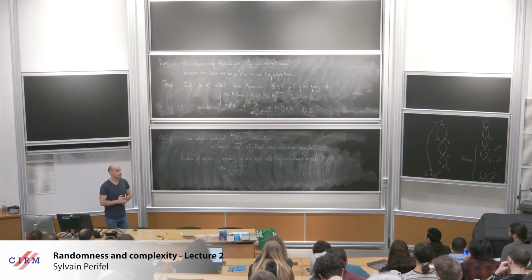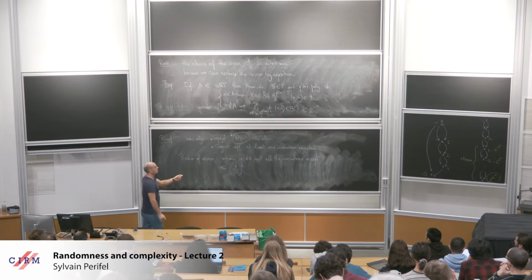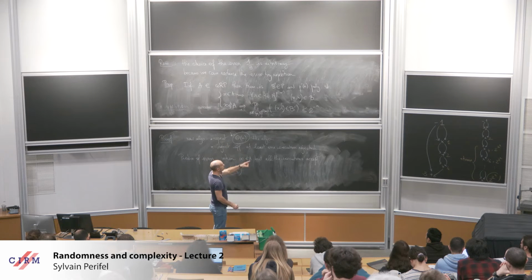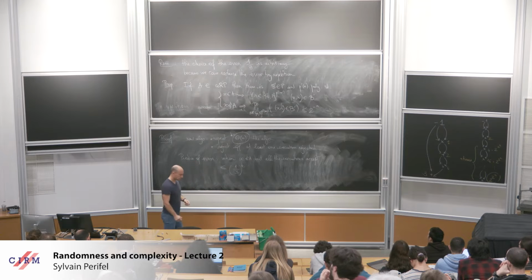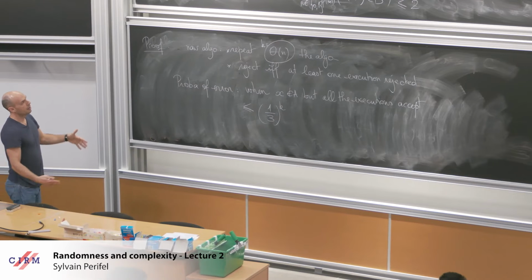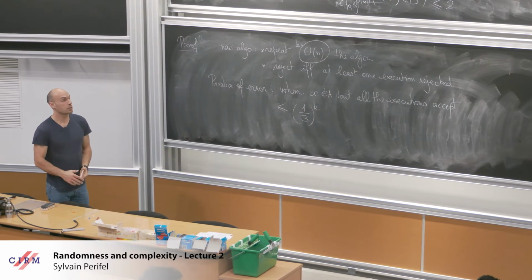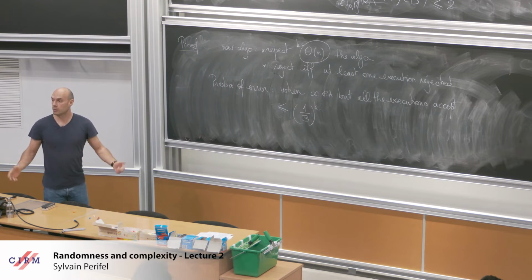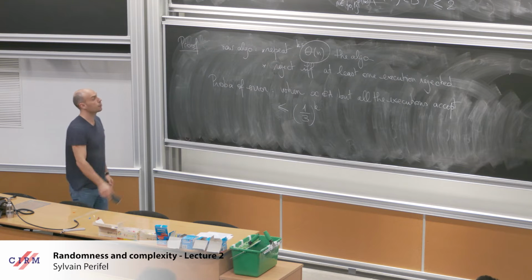Okay? And of course, if you choose k to be linear, you can have 2 to the minus n. Is that clear? So you can reduce the probability of error a lot, so that the 1/3 of error actually is not important. You could have much less, 2 to the minus n.